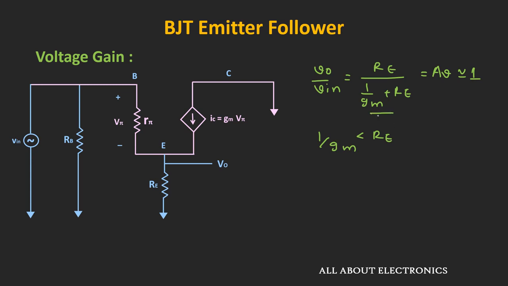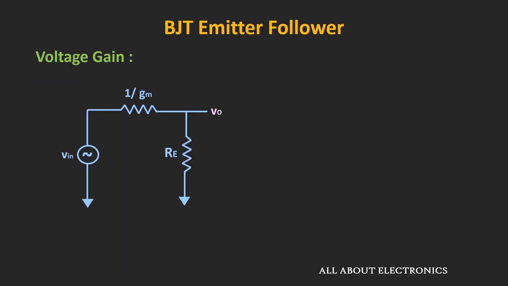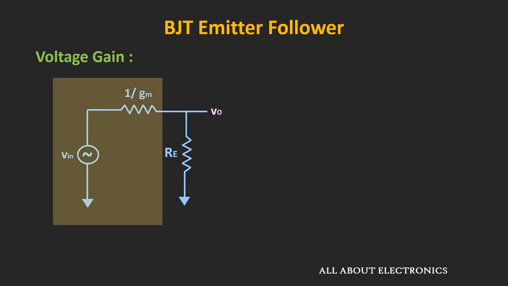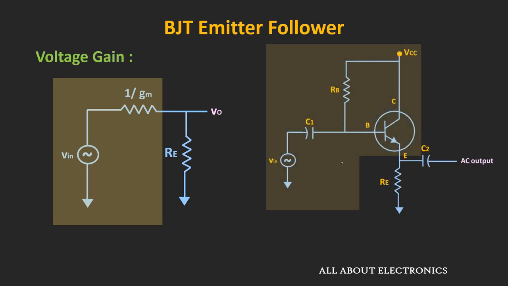Now if you see this expression, then this expression is similar to the voltage divider expression. So from this expression, if we draw the equivalent circuit, then it can be drawn like this. That means here the resistor 1 over GM and the RE are in series connection, and the output voltage is the voltage across this emitter resistor. So here this portion of the circuit is actually the Thevenin's equivalent circuit, which is seen through the emitter terminal. And in fact, using this equivalent circuit, it is easy to find the output impedance. So let us see how we can find the output impedance.